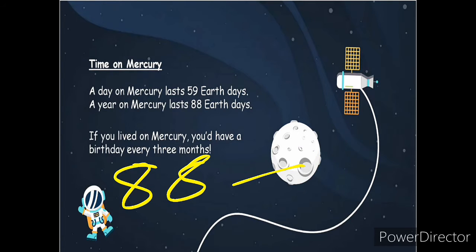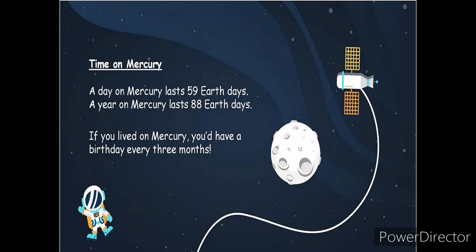Then if your birthday is on, let us just take, 1st of February or 1st of January, then it will take only 88 days, and after 88 days your birthday will come. That means every 3 months you would have a birthday. You would be saying that I want to live over there, but you cannot live there because it does not have any atmosphere, no air, right?